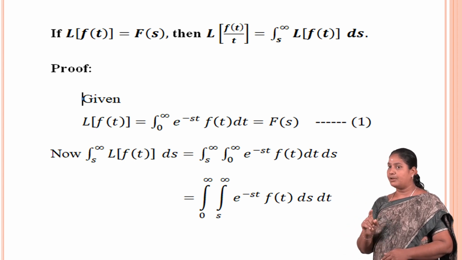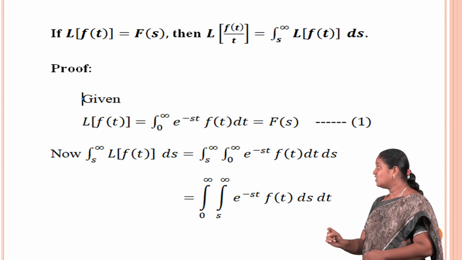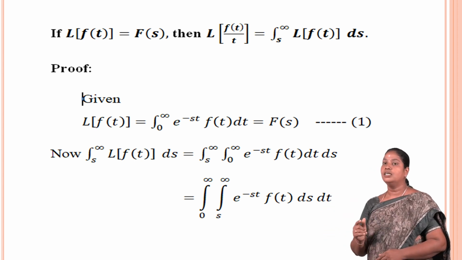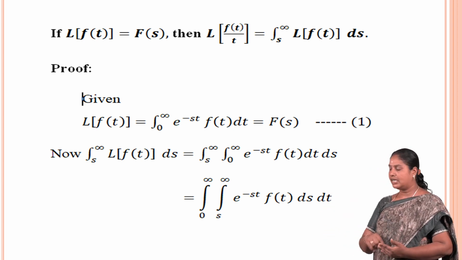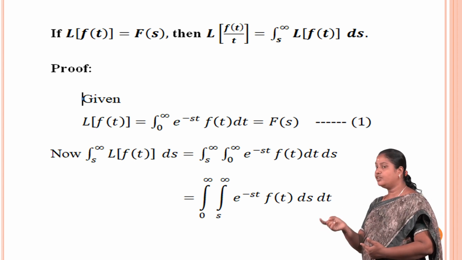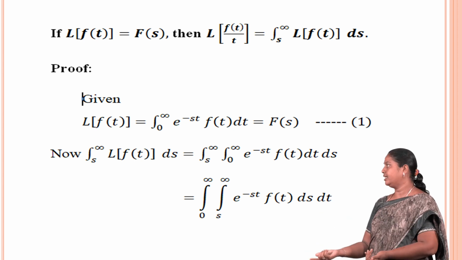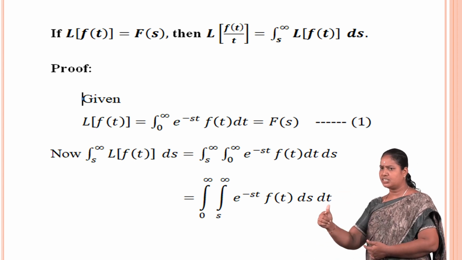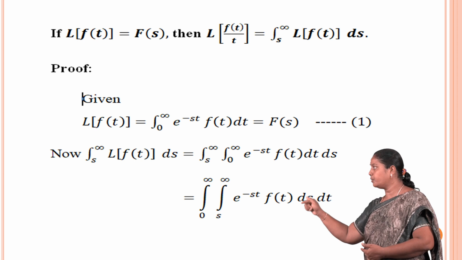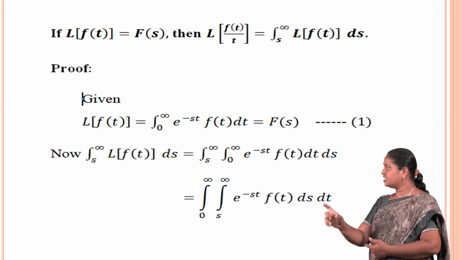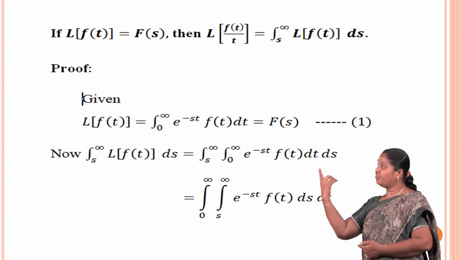Already there is an integral in the Laplace transform, but it is with respect to t. We should be aware of that. So now we will get the integral from s to infinity of L of f of t ds, which is equal to the integral from s to infinity of the integral from 0 to infinity of e power minus st f of t dt, with respect to ds. So first we are integrating with respect to dt, then only we are integrating with respect to ds.